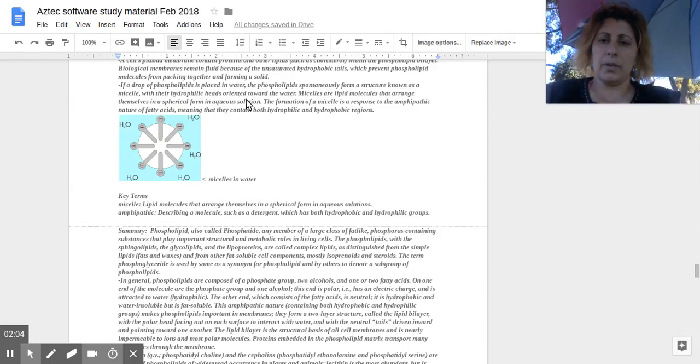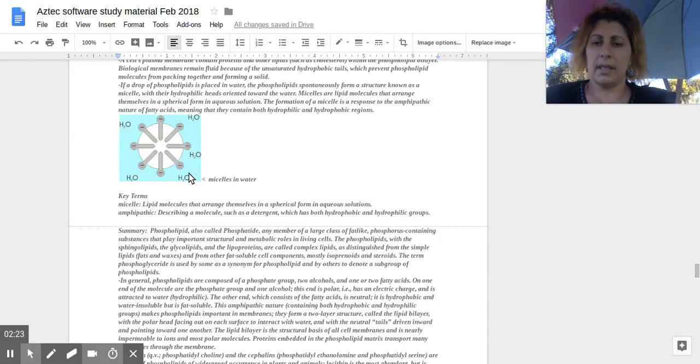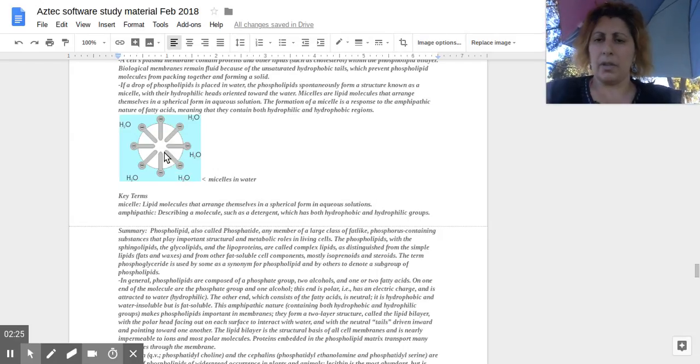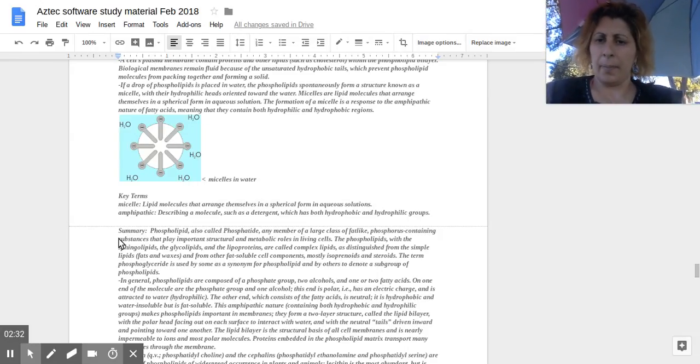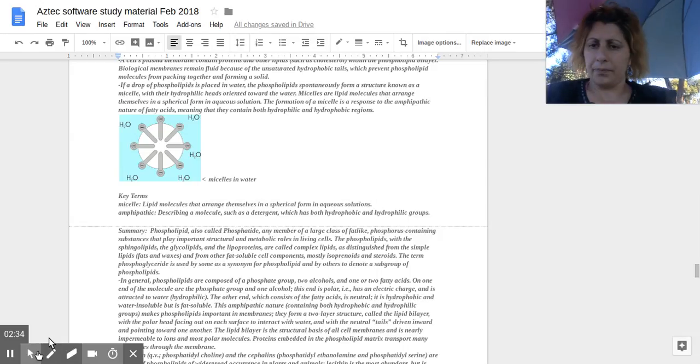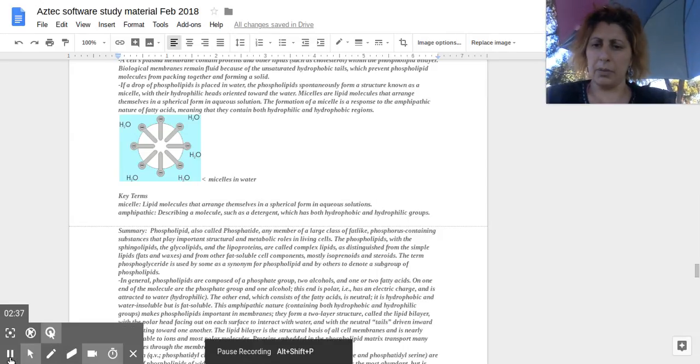Hydrophilic heads orient towards the water. Micelles are arranged in a spherical form in aqueous solution of the lipid molecules. So the fatty acids attract one another, and the polar head groups attract one another. So a circular shape is formed in aqueous solution.